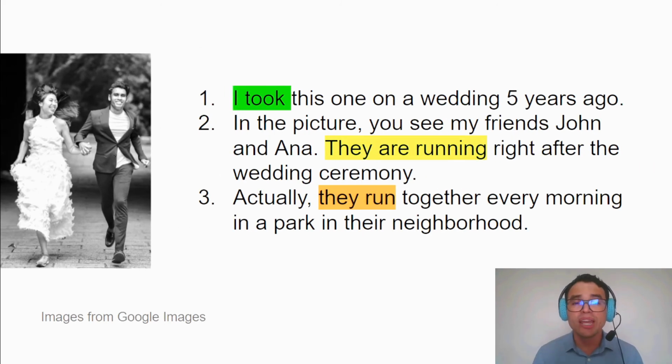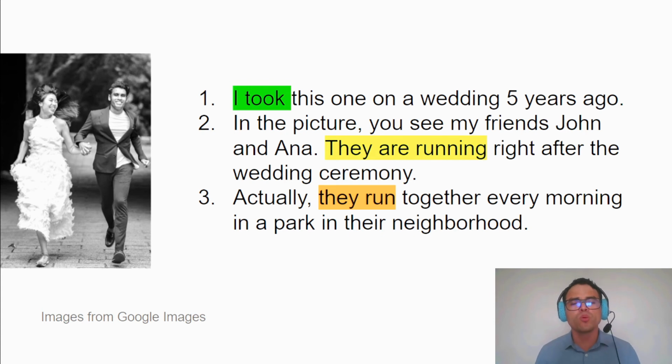Number 1, picture 2. What can you say? You can say, I took this one at a wedding 5 years ago. Again, green, simple past. Took. In the present, take. In the past, took. Irregular verb. Number 2. In the picture, you see my friends, John and Anna. They are running right after the wedding ceremony. Yellow, present continuous. To talk about what they are doing at the moment. Subject, they. Verb to be, are. Verb ing, running.